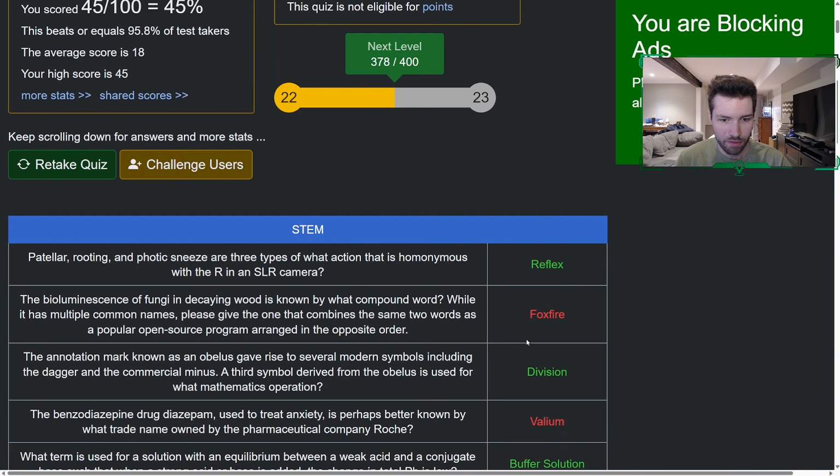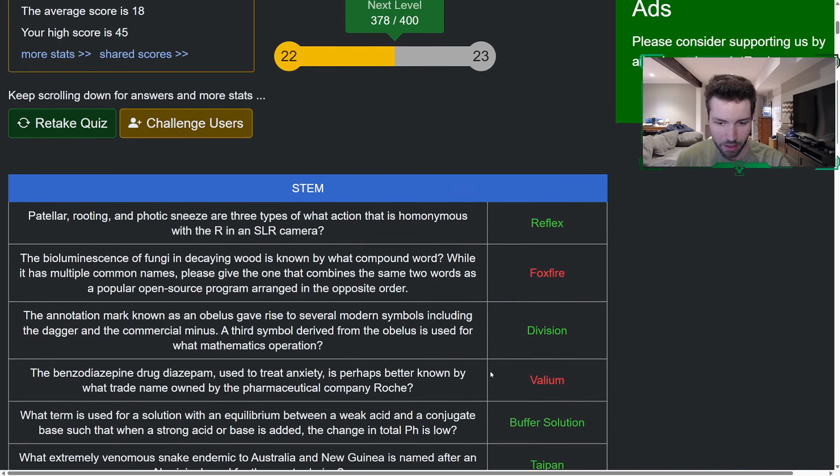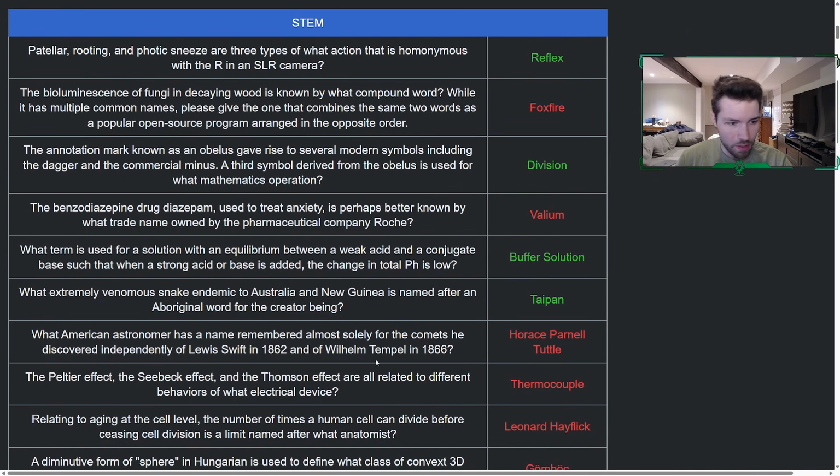Foxfire. Never heard of it. Firefox. Probably guessable if I thought about it a little longer. Yeah. Valium. I've heard of it, but again, I don't know what it's used for because I've never really encountered it before. Horace Parnell Tuttle.